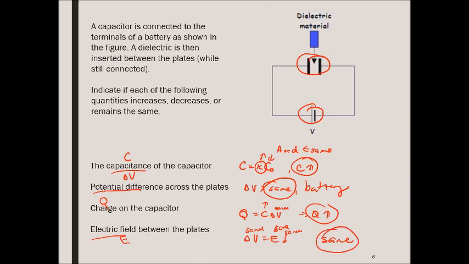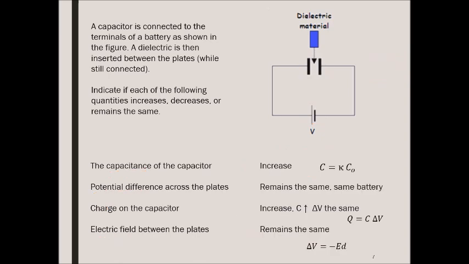So when you figure out these types of problems, and on your homework you have one where we've disconnected the capacitor from the battery, if it's disconnected, then Q would remain the same. And then go through and figure out what else must change. And here are those answers all nicely written out.